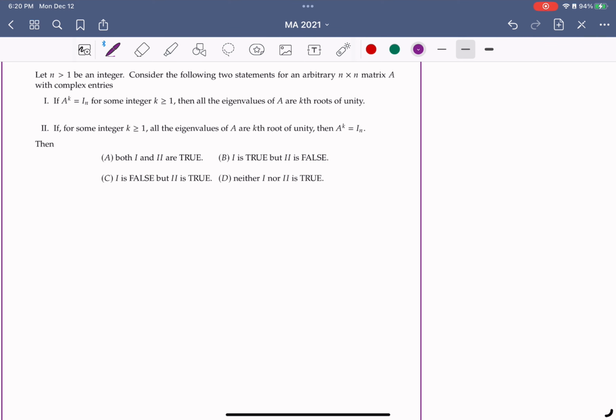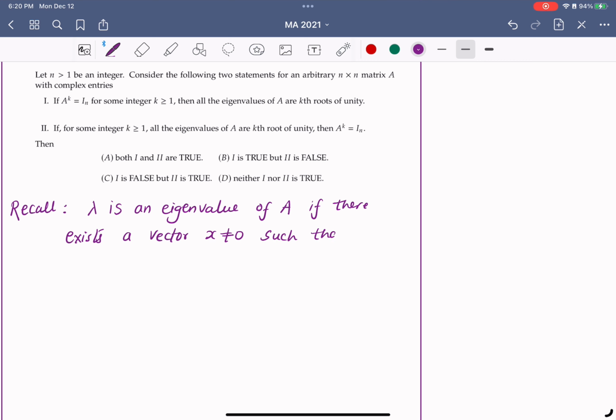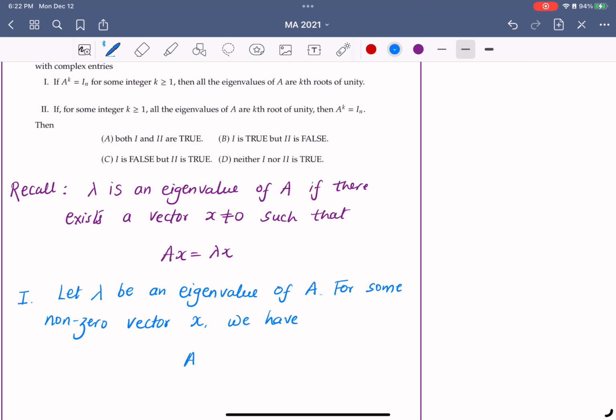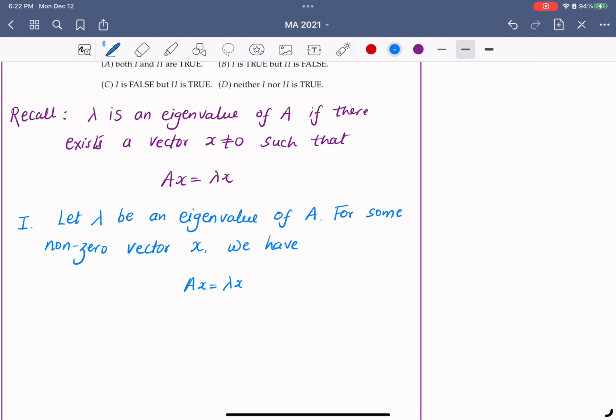Right. Now let us understand each of these statements. For that, we recall the definition of eigenvalues. Lambda is an eigenvalue of a matrix A if there exists a non-zero vector x such that Ax is equal to lambda x. Now to understand statement A, let lambda be an eigenvalue of the matrix A. What does it mean? For some non-zero vector x, we have Ax equals lambda x.